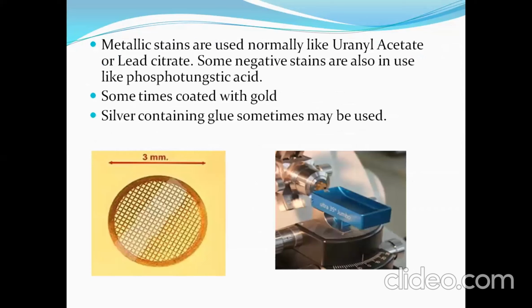As in the light microscope we use certain chemicals, as you have already learned about crystal violet, safranin, or malachite green, here metallic stains like uranyl acetate and lead citrate are sometimes used, and negative stains like phosphotungstic acid may also be used. And sometimes specimens are coated with gold, and silver-containing glue may be used. So these are some special techniques which we apply in specimen preparation for electron microscopes.